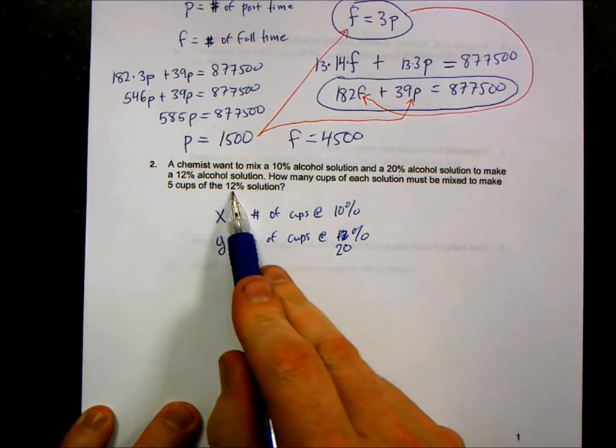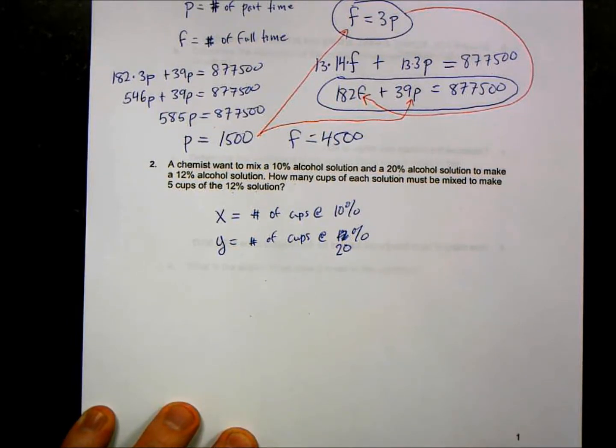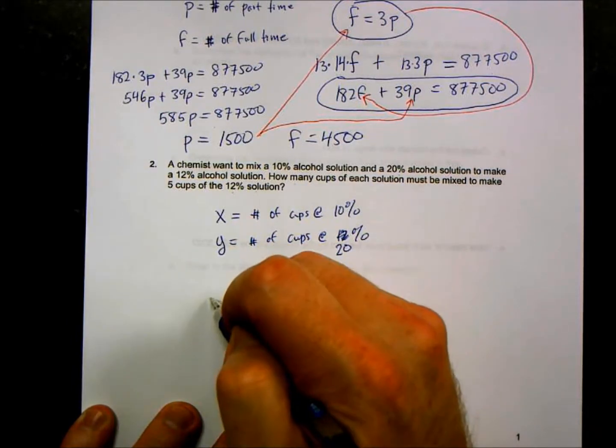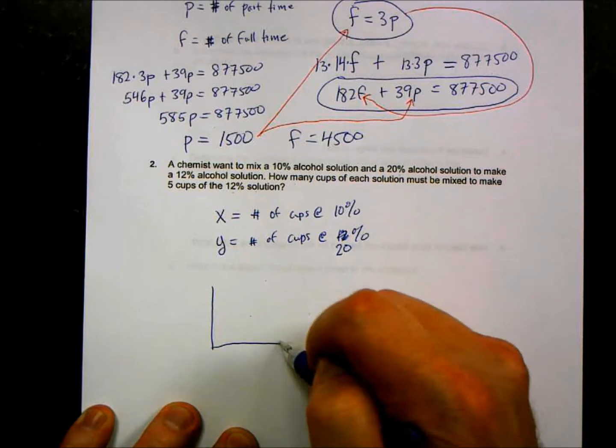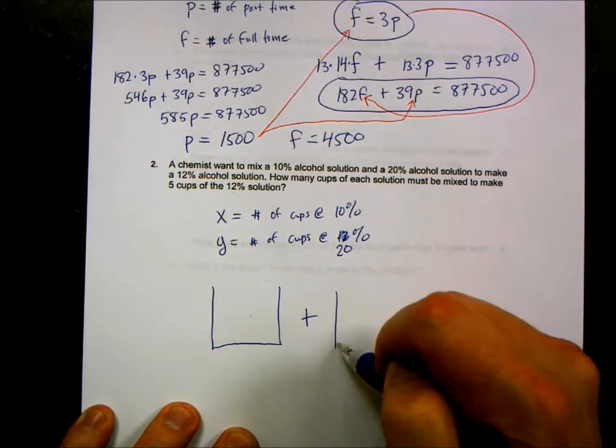When we get all done, we want to have 12%. They're hearing everything you're hearing, and they're seeing everything you're seeing.